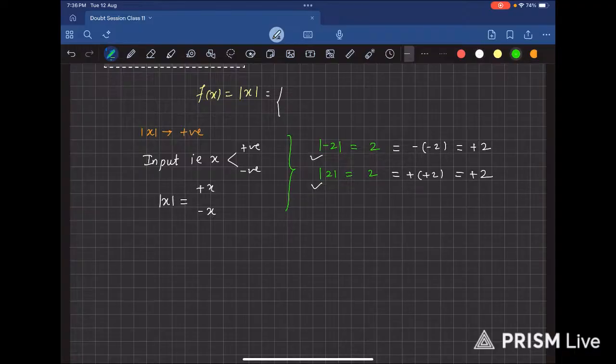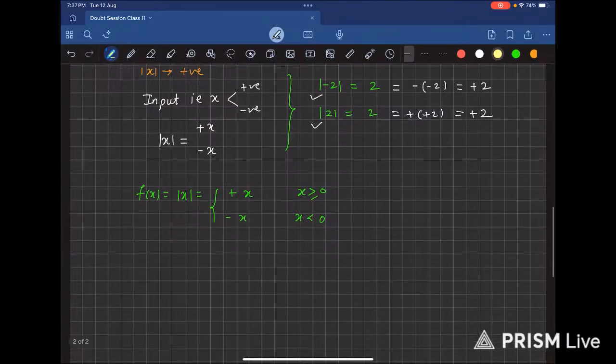So basically the function for mod is providing one more sign. Okay, so I'll open this f(x) equals mod x as plus x if x is positive, or it is minus x if x is negative.